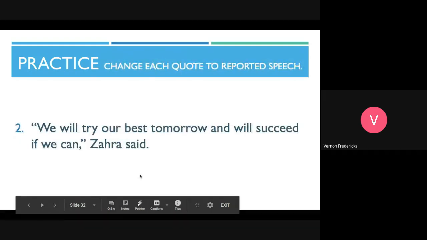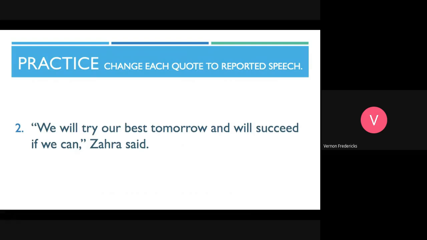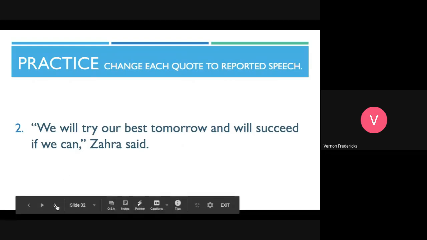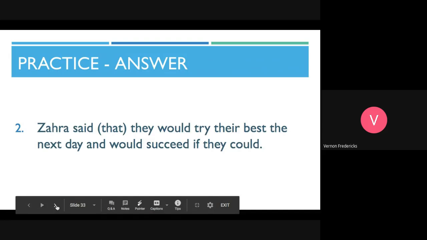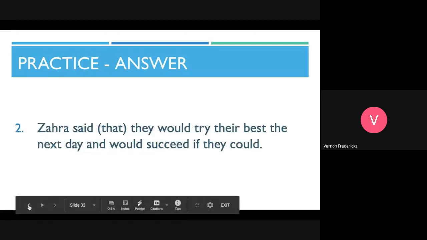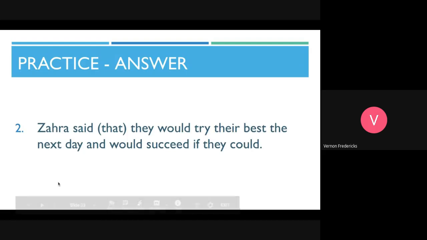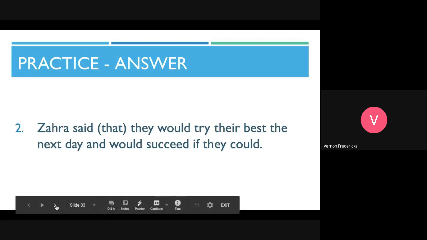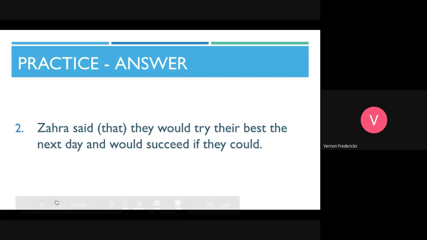Okay, number two: "We'll try our best tomorrow and we'll succeed if we can," Zahra said. So we say, Zahra said they would try their best the next day and would succeed if they could. So what are the changes? Tomorrow changes to the next day, and will to would. And my pronoun, of course, is they.